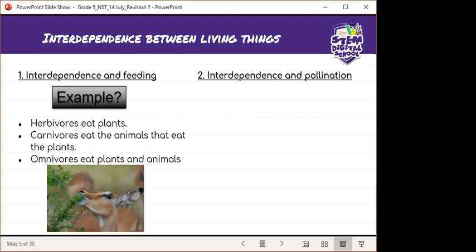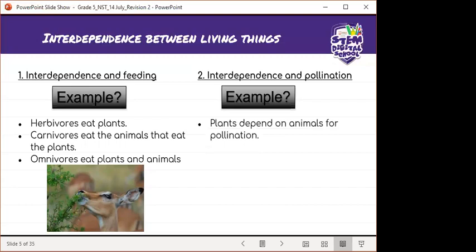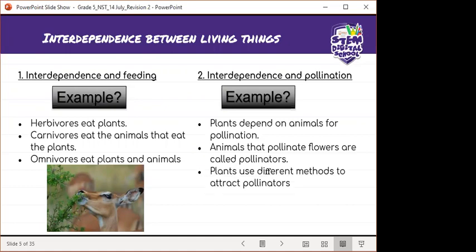I asked you for an example and I don't think I got one. So I said that plants depend on animals for pollination. Animals that pollinate flowers are called pollinators. Plants use different methods to attract pollinators. Some plants smell good, some have nectar, others have a beautiful color in order to attract the pollinators. Here we have an example of a flower as well as the bees. Okay, Sakura?